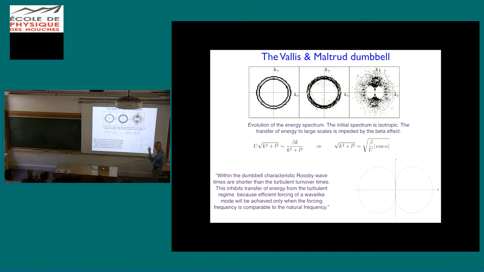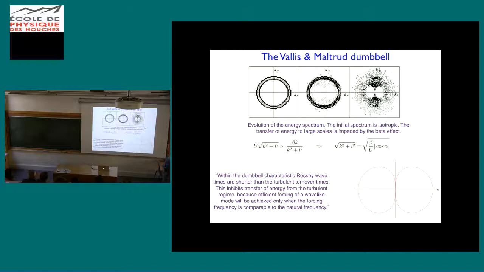The question was, this only makes sense when you have a mean flow. Not necessarily. The reason that this is isotropic advection is because Vallis and Maltrude are thinking of U as being some sort of isotropic turbulent velocity, which is advecting waves in all sorts of different directions, and they're simply equating that advection timescale to the timescale of waves. Okay.